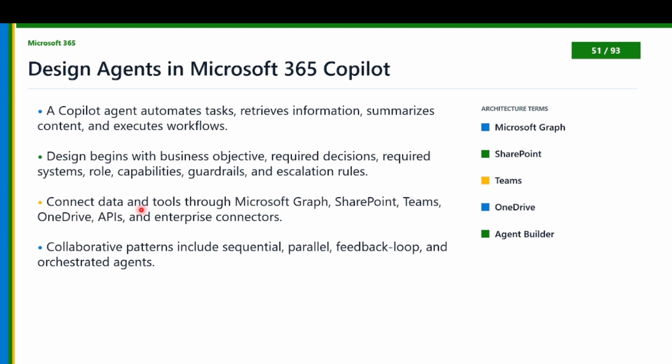Point 3, connect data and tools through Microsoft Graph, SharePoint, Teams, OneDrive, API, and Enterprise Connector. Believe me sincerely, this statement is in the examination. Okay, we ask how you can connect data to SharePoint. What tools can you use to connect data to a Microsoft 365 Copilot agent? And one of the options there is Microsoft Graph. So the answer is Microsoft Graph.